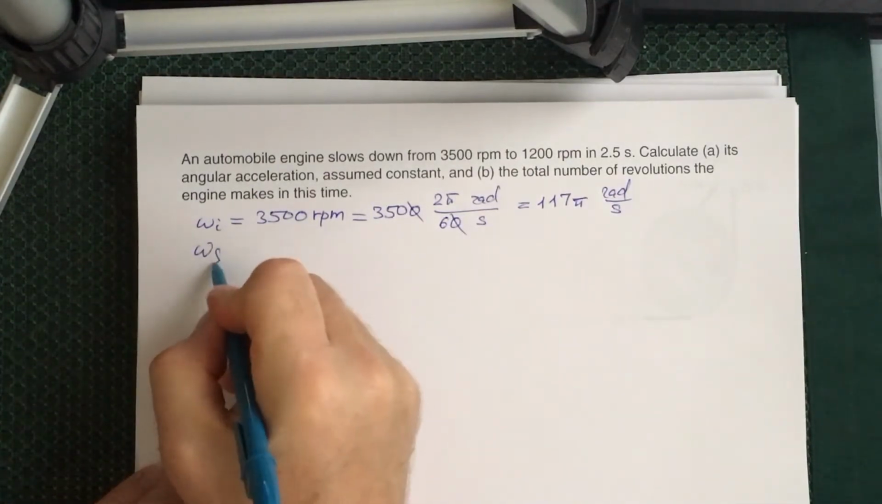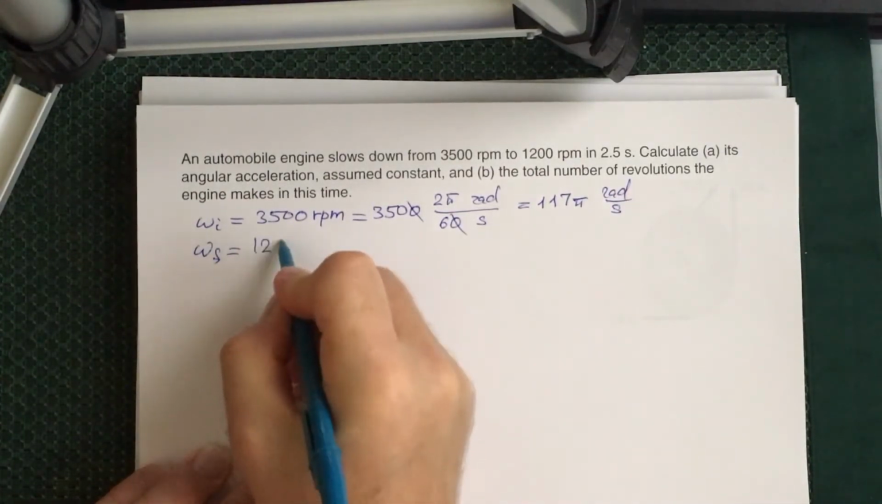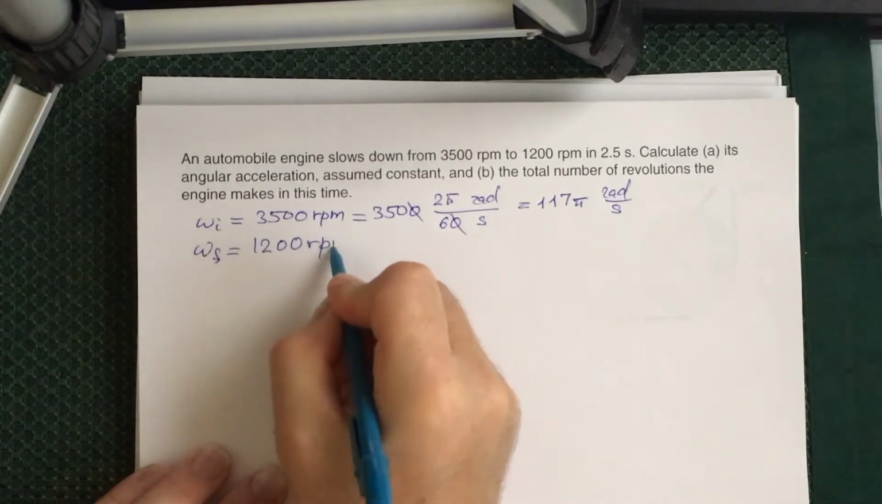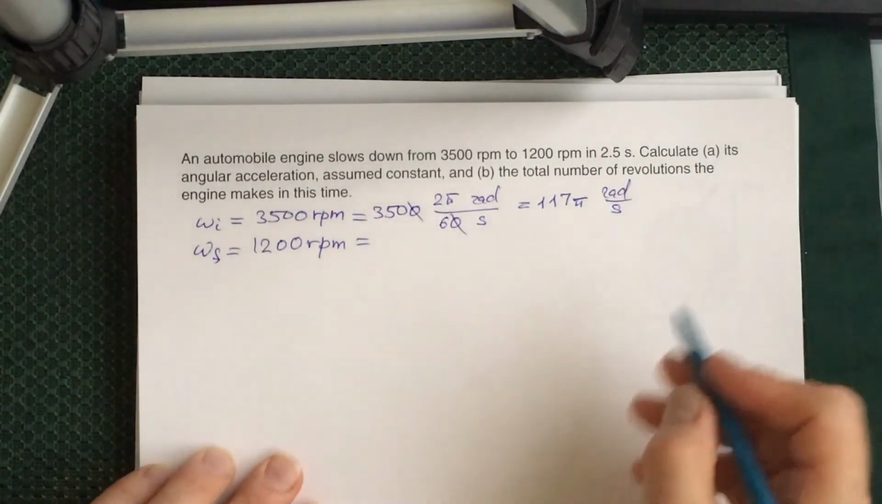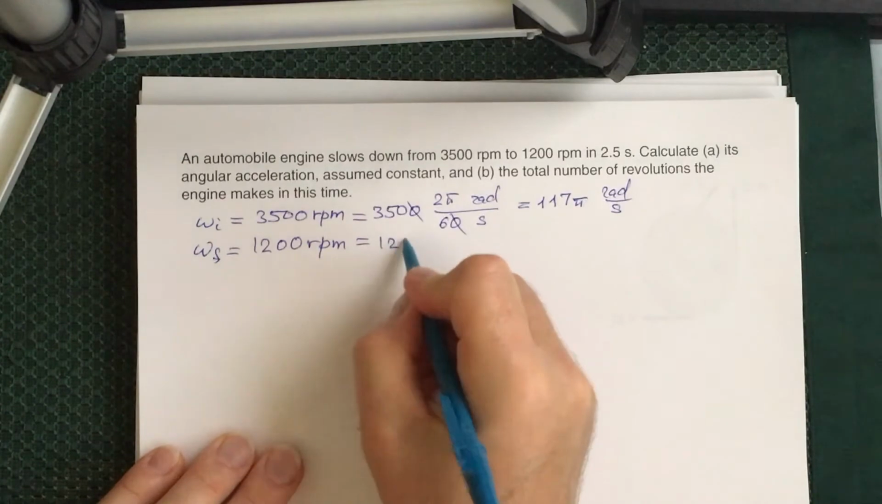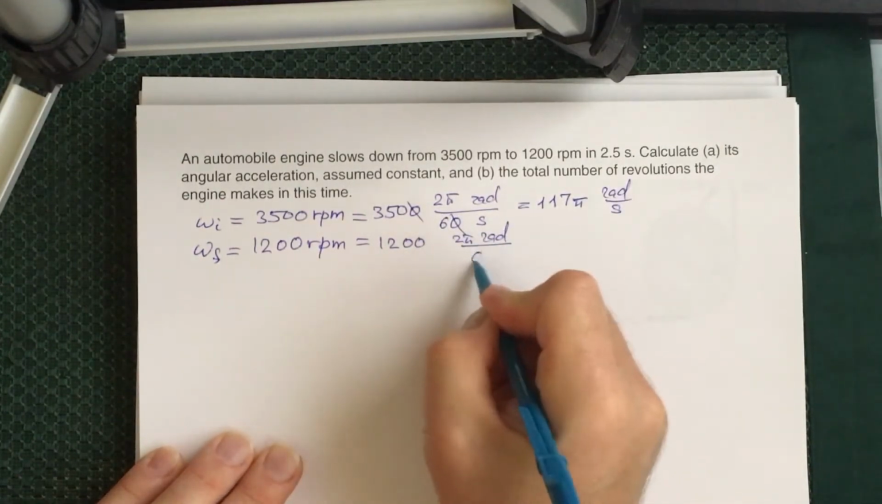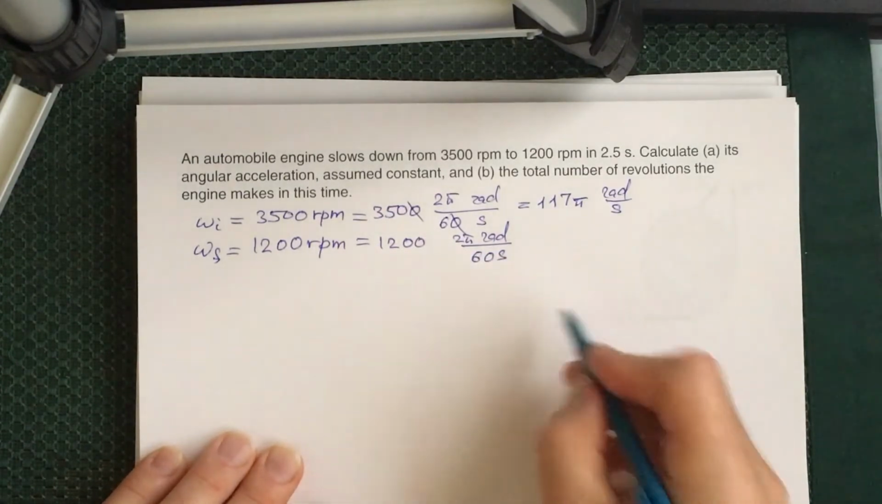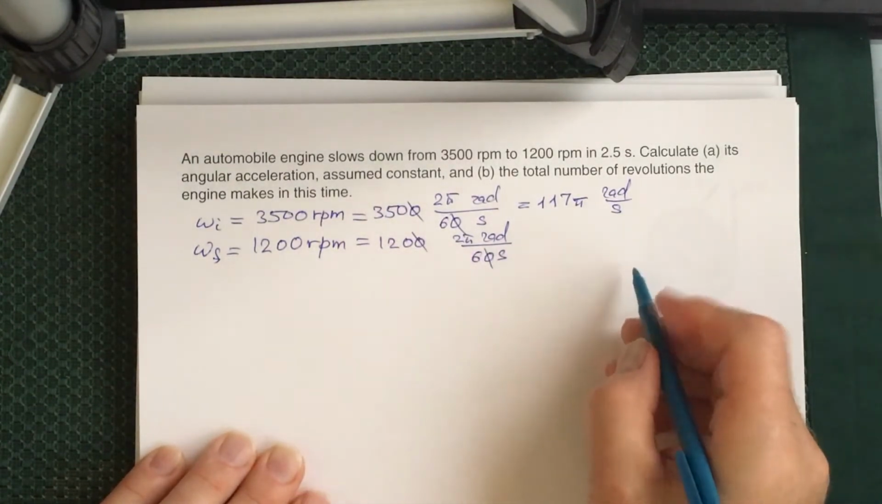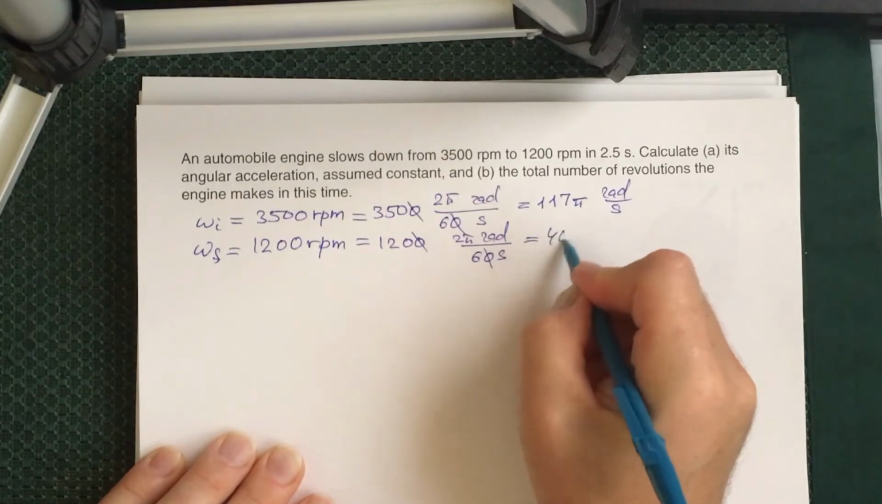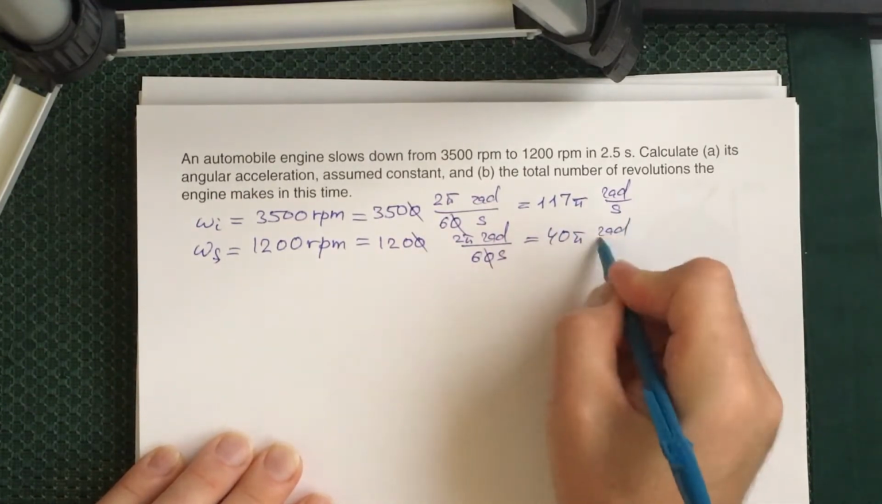Then omega final will be equal to 1200 RPM. Again, you have to convert this into radians per second. So you have to multiply this by 2 pi radians and divide by 60 seconds. So you will have 40 pi radians per second.